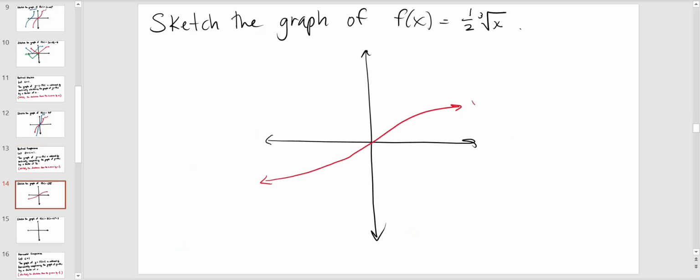It looks like this. That's the cube root of x. We want to multiply all of those y coordinates by 1/2. We want to get it twice as close to the axis as it was before. Any point on the axis will stay on the axis. All these other points, the distance is going to be half as much as it is right now.